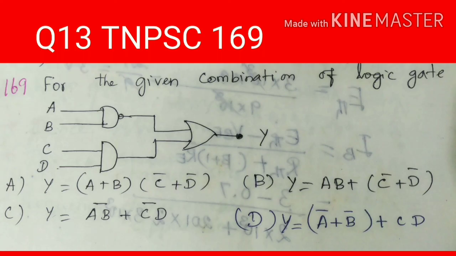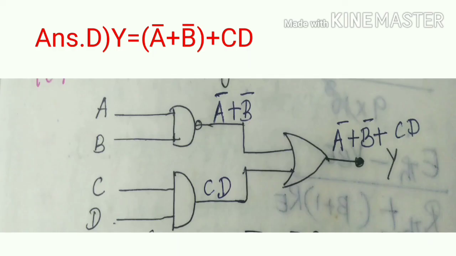Question number 13. For the given combination of logic gate, the circuit diagram is given below. Option A, y equal to a plus b into c bar plus d bar. Option B, y equal to ab plus c bar plus d bar. Option C, y equal to ab bar plus cd bar. Option D, y equal to a bar plus b bar plus cd.